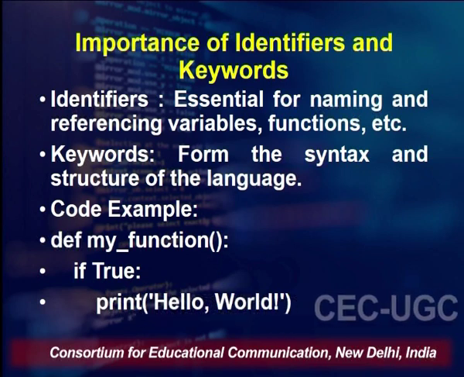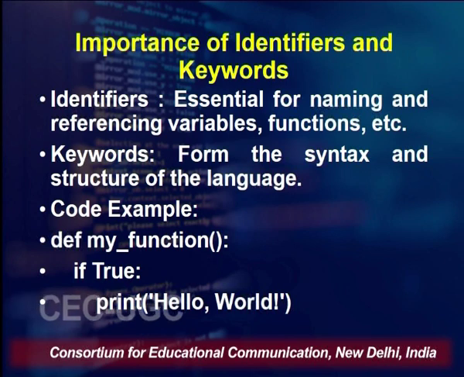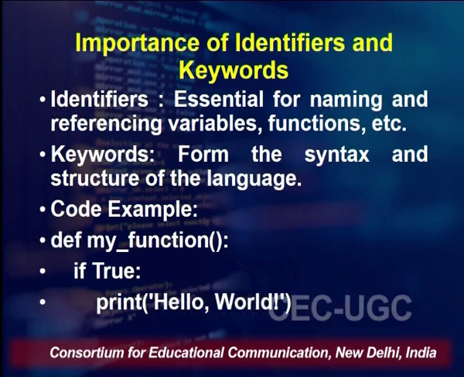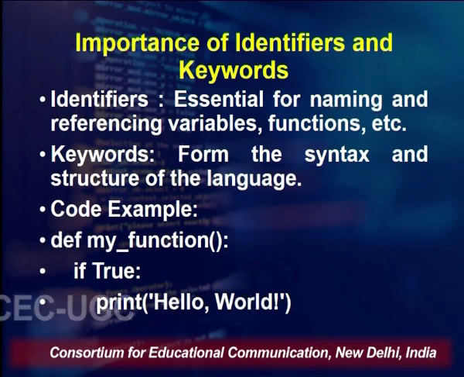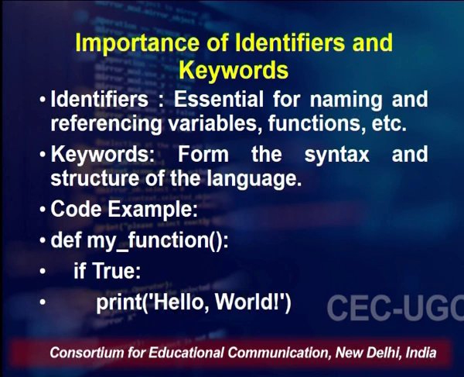For example, in this you can see you write def my_function. Here def is a keyword which is used to define a function. my_function is the name of the function, so here my_function is actually an identifier which is being used to identify the function. Then again we have two keywords, if and true. Then you give some command, say print hello world. This is an example of how a program is built using keywords and identifiers.